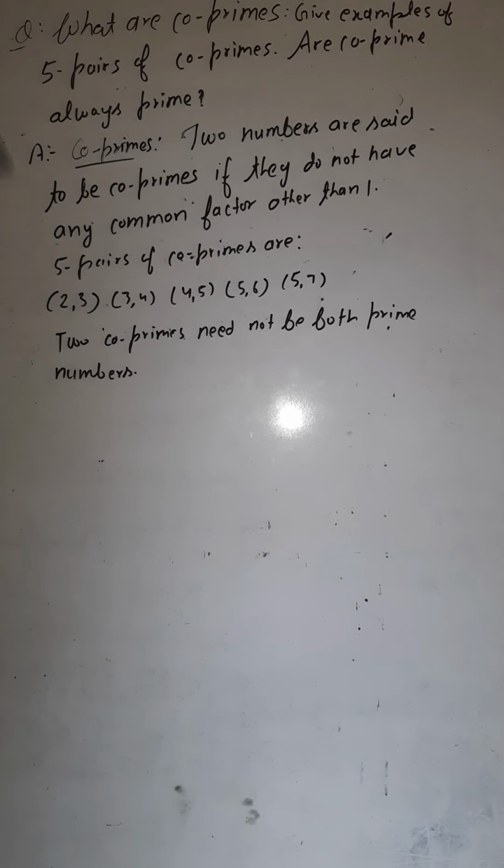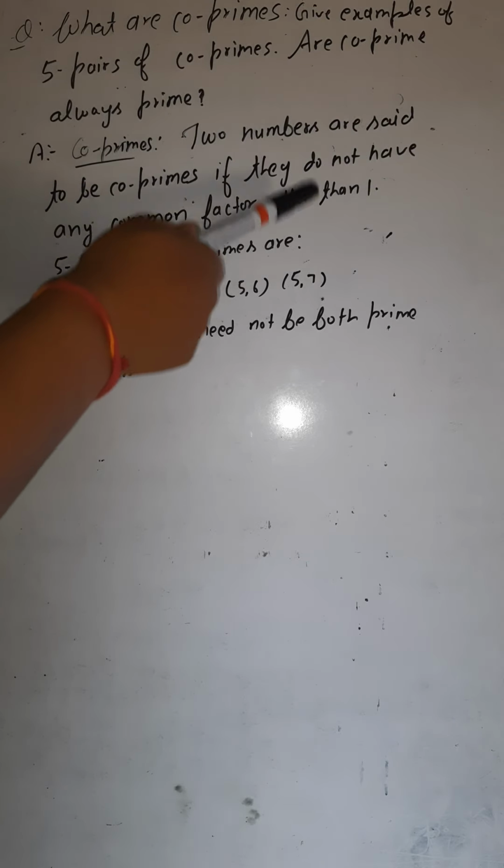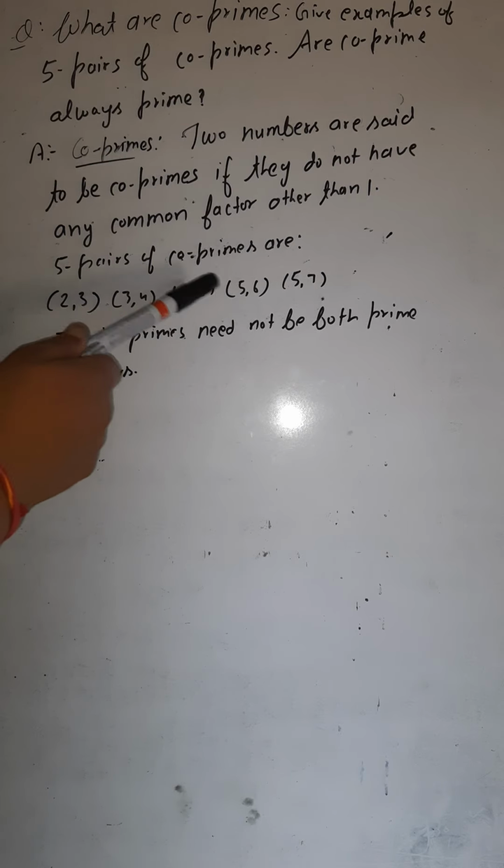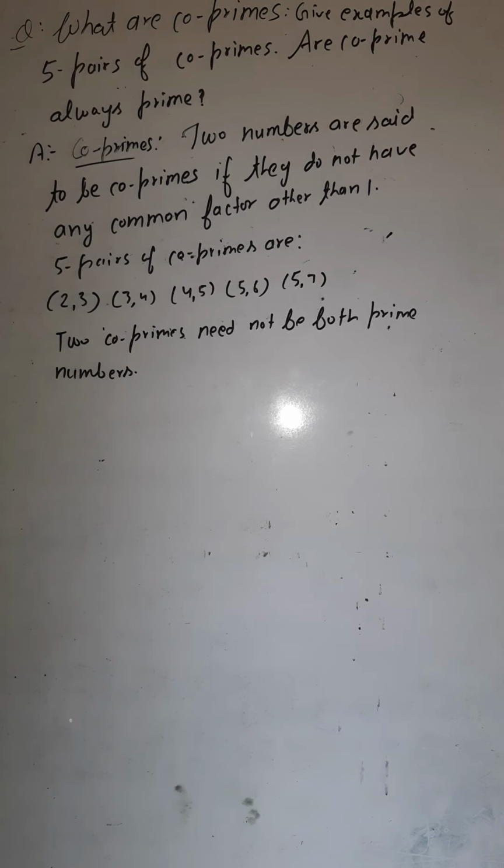Two numbers are said to be co-primes if they do not have any common factor other than 1. Then you would call such numbers co-prime. You have to write 5 pairs of co-primes that we have written: 2, 3; 3, 4; 4, 5; 5, 6; 5, 7.